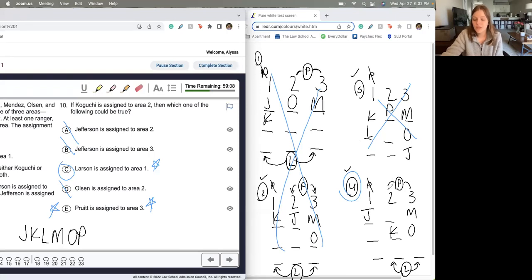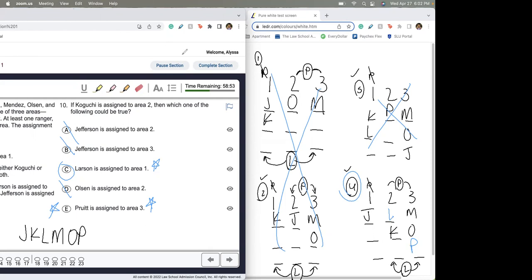We could put P in 3 because we have these 2 arrows saying that P is either in 2 or 3. We can put P in 3. It's going to force L to go into 2, but that can happen. So at least you got it down to the correct answer. You got it. I was almost right. Yes.